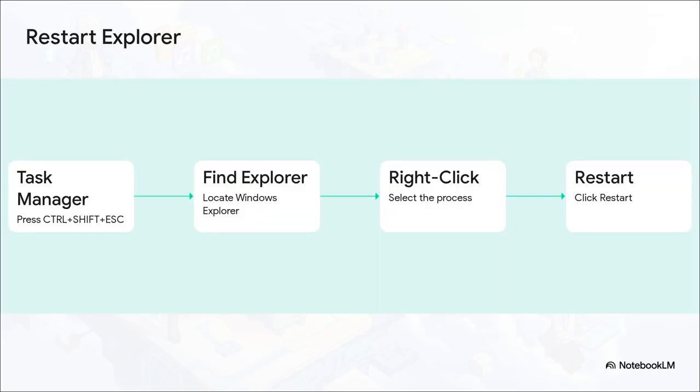Okay, but what if they are still completely MIA? That can happen if you've got a corrupted icon cache or just a weird temporary system glitch. When that happens, you get to play the IT hero. Just hold down Control, Shift, and Escape all at once to open up Task Manager. Find Windows Explorer in the list, right-click it and hit Restart. Your screen's going to flash for a second, and your icons should magically reappear.